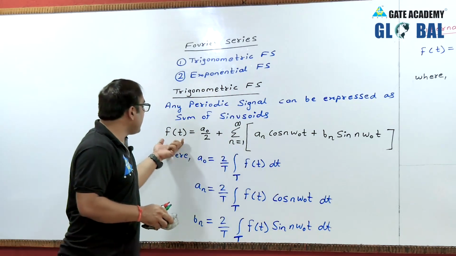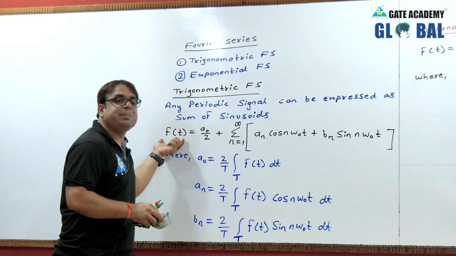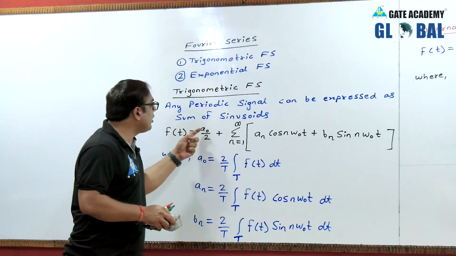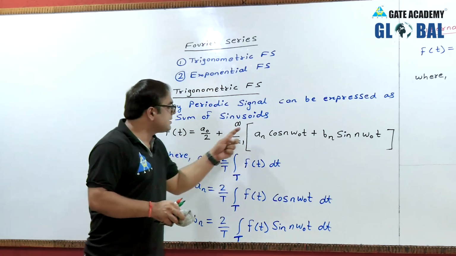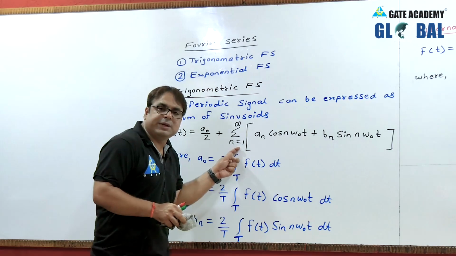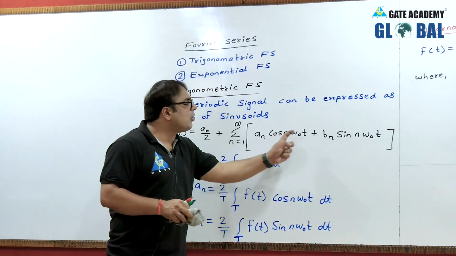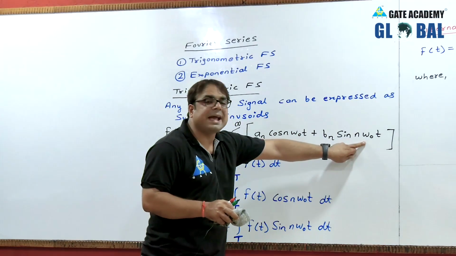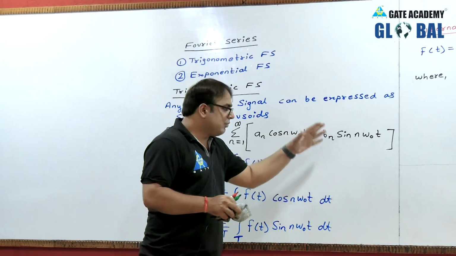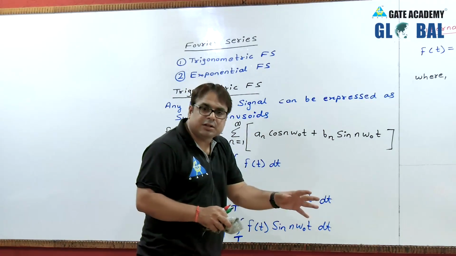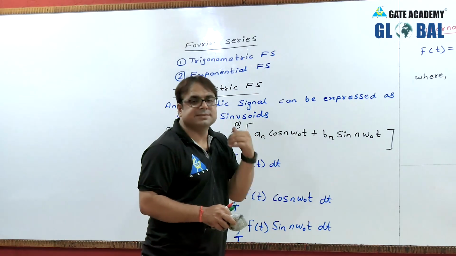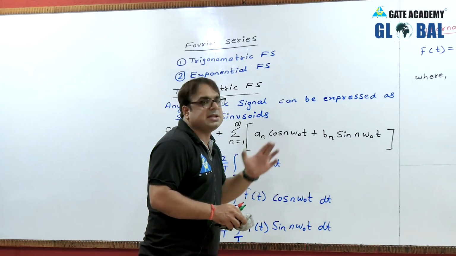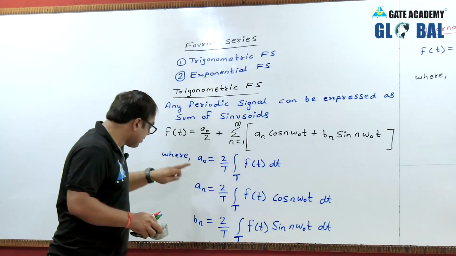For example, f of t is any periodic signal. It can be written as a naught by 2 plus summation n is equal to 1 to infinity an cos n omega naught t plus bn sin n omega naught t. We will try to understand all the terms and all the concepts required. We are going to discuss them in this particular video.